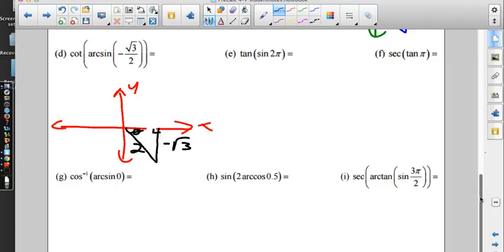So now, they're asking us what that angle is. Well, once we had this negative square root of 3 here, didn't we know what this was? What is this? 60 degrees. So we're doing pi over 3. So now, this part is pi over 3.